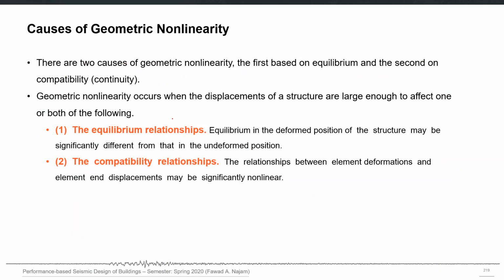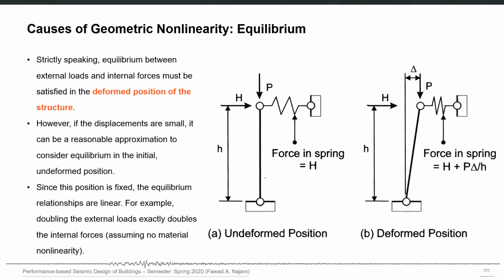So these are the two main causes of geometric nonlinearity. One is the equilibrium relationships, another is the compatibility relationships. I will show you with an example what I mean by these two sources of geometric nonlinearity. First, I will talk about the equilibrium.